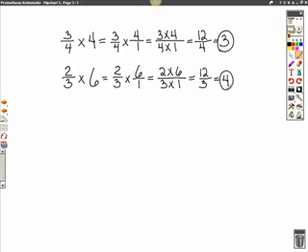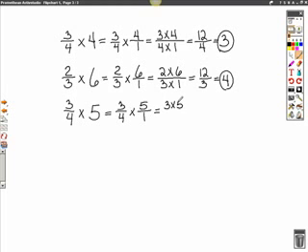Let's try another one here. 3/4 times the whole number of 5. Once again, we're going to rewrite our problem. We're going to say 3/4 times 5 over 1. Now everything's written in a fractional form. We're going to say 3 times 5 over 4 times 1. We know that 3 times 5 is equal to 15, and 4 times 1 is equal to 4. Now, I can tell you by looking at this that 4 is not going to go into 15 evenly.